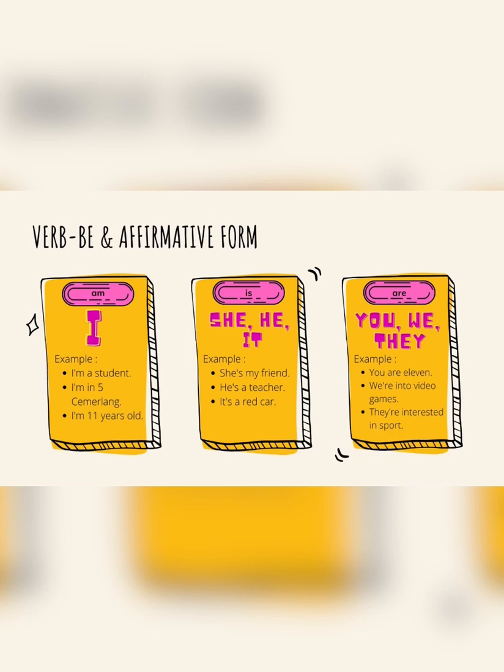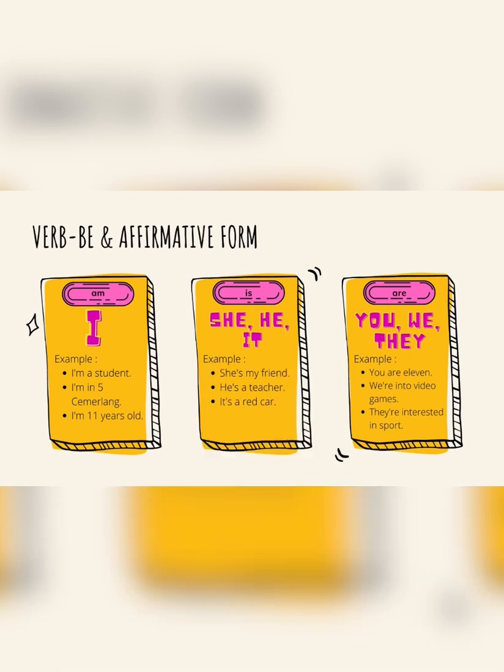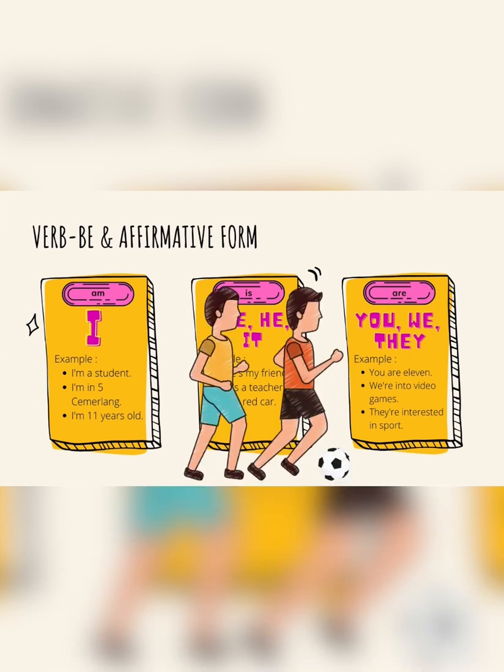Next verb be is are. We use are with plural pronouns of you, kamu, we, kami, they, mereka. For example, you are 11. We're into video games. They're interested in sport.